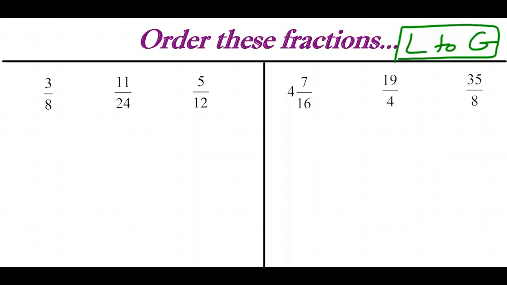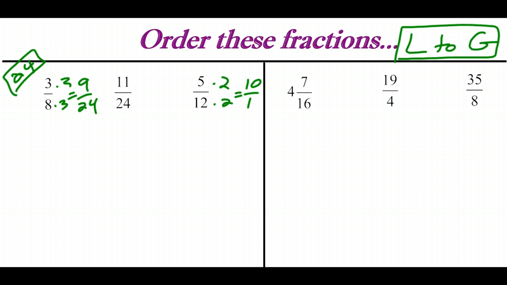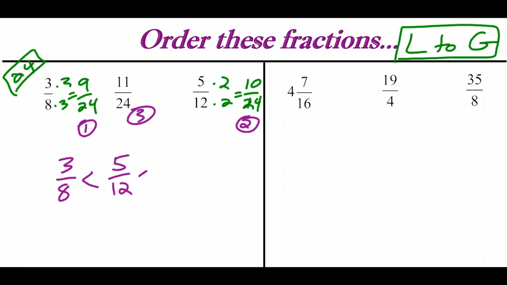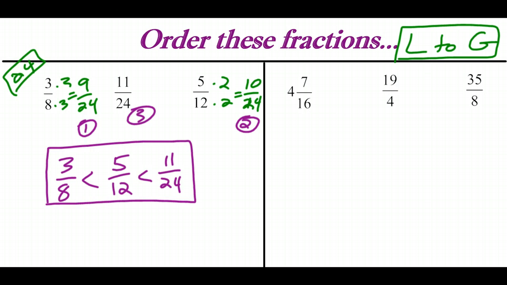So for the first one, where we have 3/8, 11/24, and 5/12, the LCM of all three of them is to change them into 24ths. Multiply each of these by 3, we get 9/24ths. Multiply each of these by 2, we get 10/24ths. So, from least to greatest, we have 9/24ths, 10/24ths, and 11/24ths, which means that 3/8 is less than 5/12 is less than 11/24ths. And this is the order of the fractions from least to greatest.